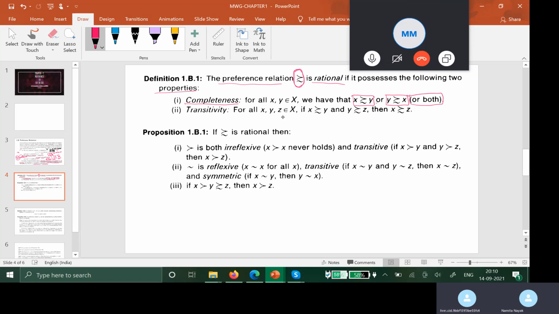To the consumer, correct. So that is known as completeness. Now we are looking into transitivity.